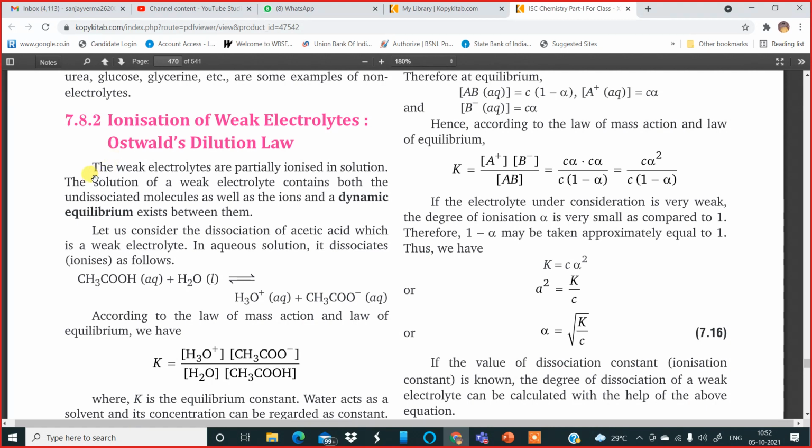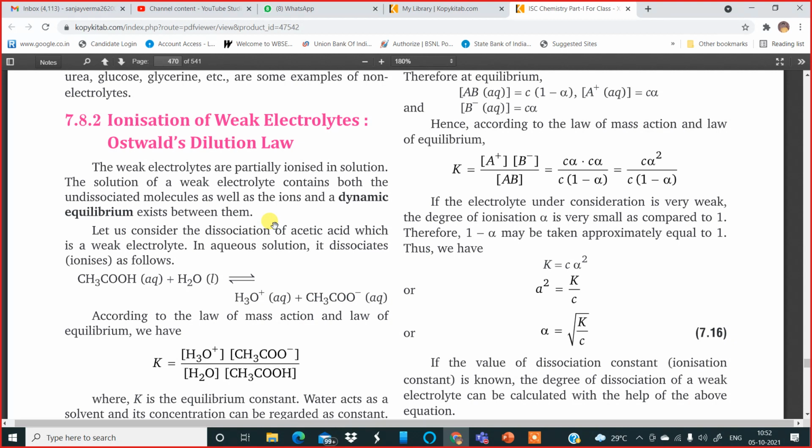So on this basis, the weak electrolytes are partially ionized in solution. The solution of a weak electrolyte contains both the undissociated molecules as well as the ions, and a dynamic equilibrium exists between them. Dynamic in nature means the reactants are forming the products and the products are forming the reactants at the same rate. Though the system is in equilibrium, since there is a frequent change of the reactants into the products and the products into the reactants, it is said to be dynamic in nature.